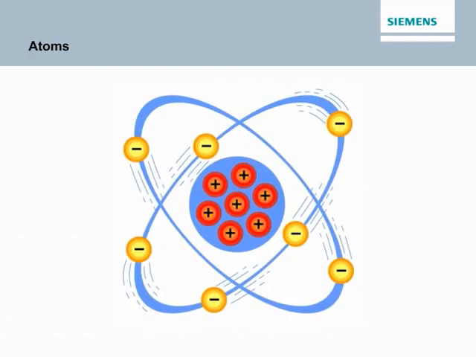All matter is composed of atoms. Atoms have a nucleus with electrons orbiting around it. The nucleus is composed of protons and neutrons, which are not shown. In their neutral state, atoms have an equal number of electrons and protons. Electrons have a negative charge, protons have a positive charge, and neutrons are neutral. The negative charge of the electrons is balanced by the positive charge of the protons.